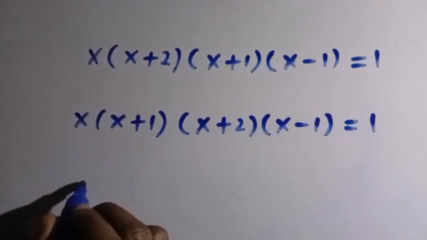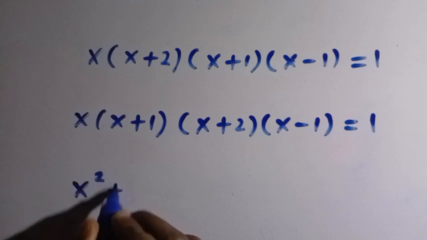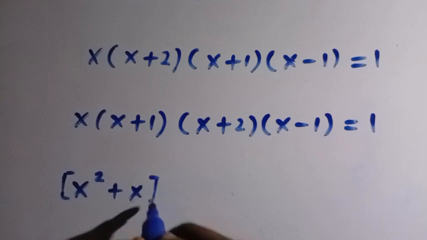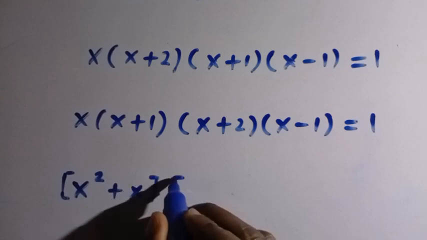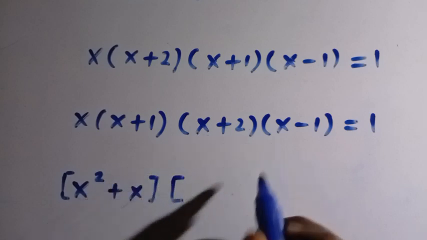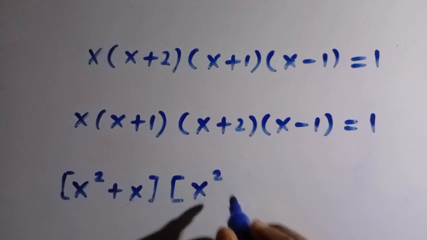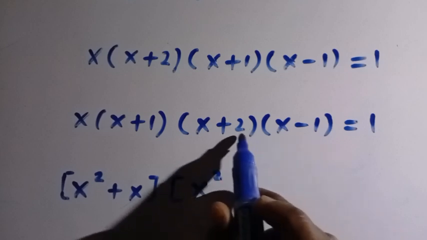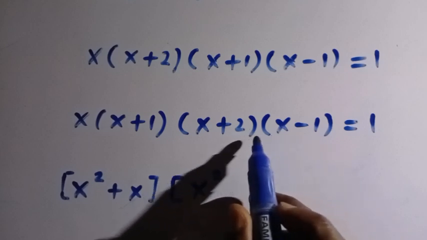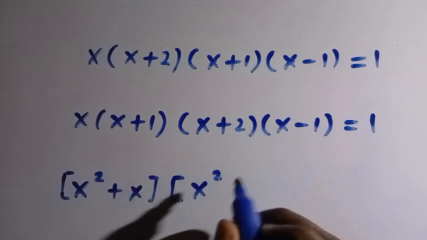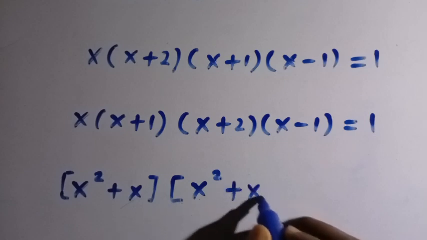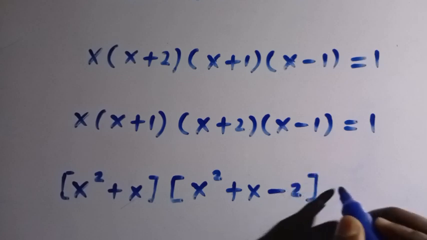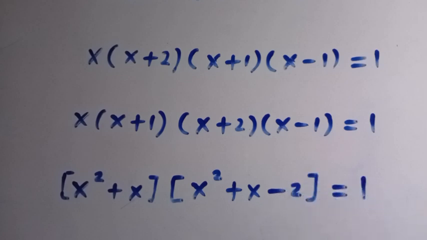When we expand this, we have x squared plus x, and we put this in a bracket like this. And also when we expand this out, x times x is x squared. x times minus 1, we have minus x, then 2 times x is plus 2x, then minus x plus 2x gives us plus x. Then 2 times minus 1 is minus 2, equals 1.